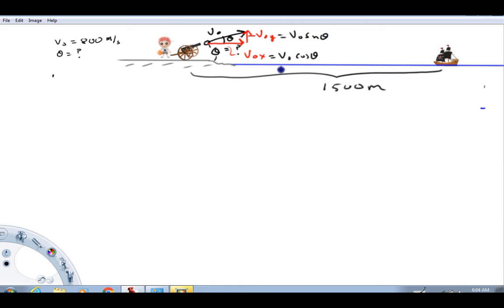If you want to put 800 meters per second cosine theta, 800 meters per second sine theta, that's perfectly fine. I'm going to work this problem out algebraically. It's just shorter to write v sub o, and it's better mathematical form to leave these in variable form as far along as you can in these problems.